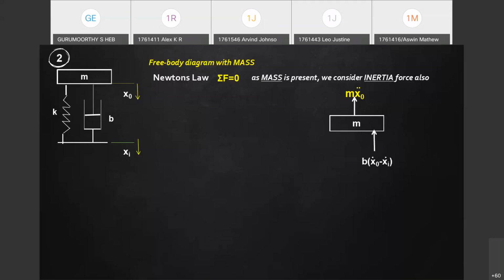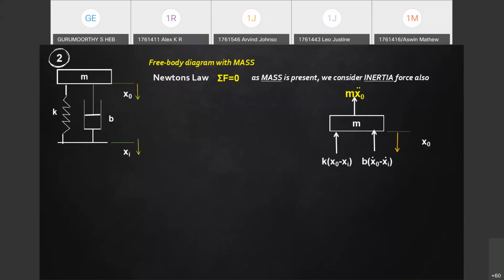This is one force, the damping force, B into x naught dot. The displacement should be minus x. Similarly K, with K we take only displacement, not velocity, x i. These are the only three forces present and acting on the mass at equilibrium conditions. No other forces exist.